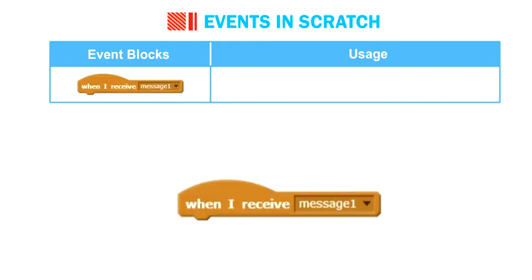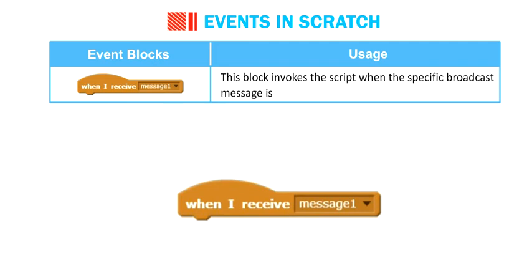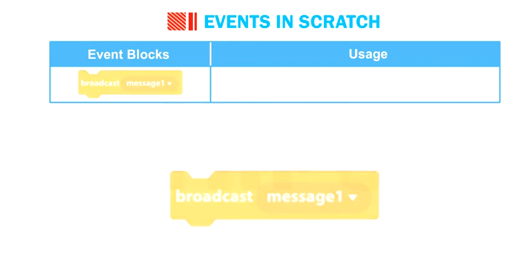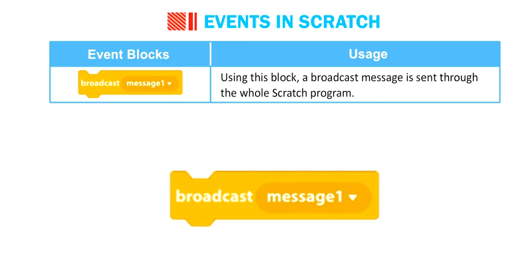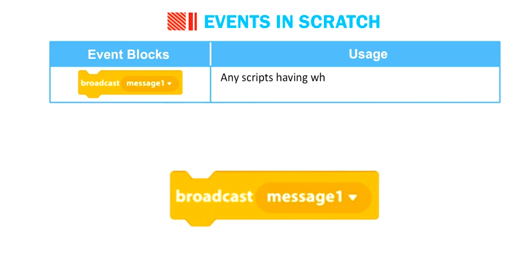"When I receive message 1": this block invokes the script when the specific broadcast message is received by a sprite. "Broadcast message 1": this block is used to make the sprites communicate with each other. Using this block, a broadcast message is sent through the whole Scratch program. Any scripts having the "when I receive" block will be activated after receiving the broadcast.